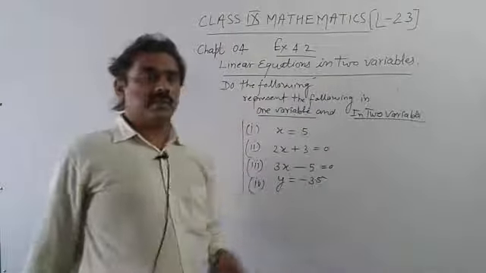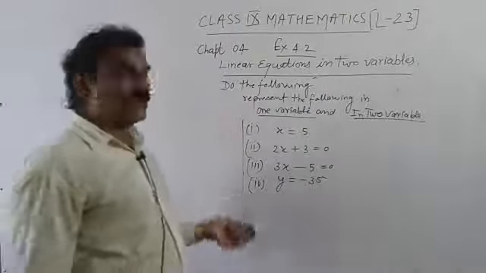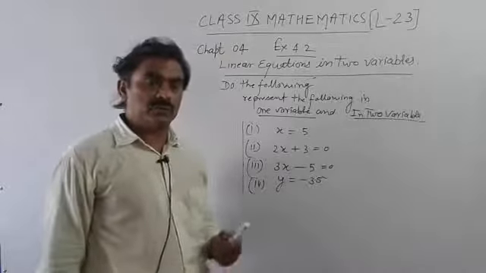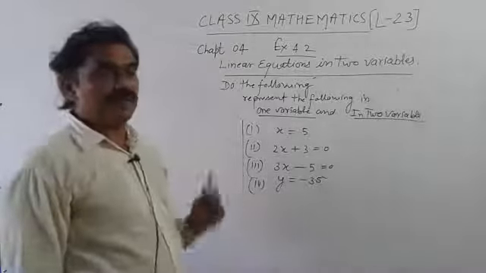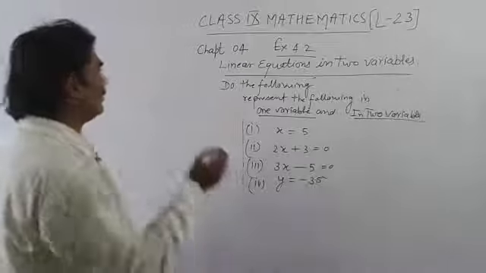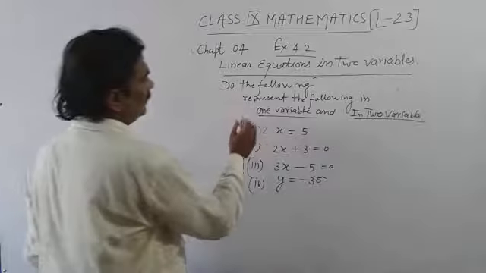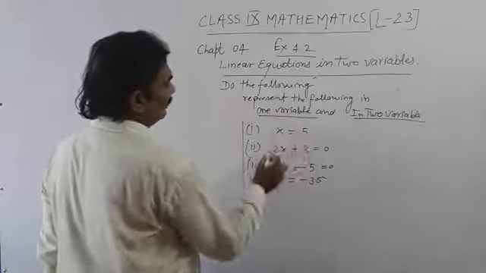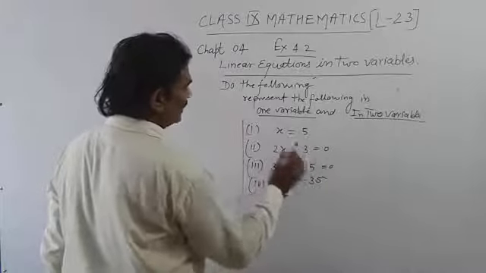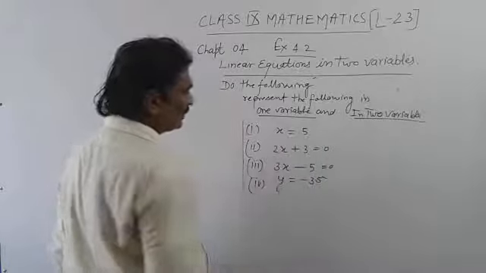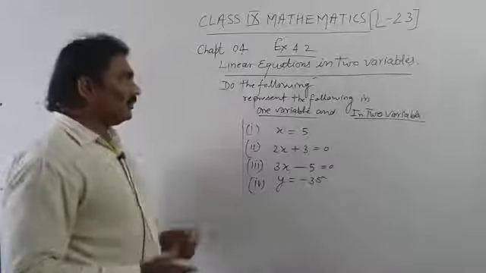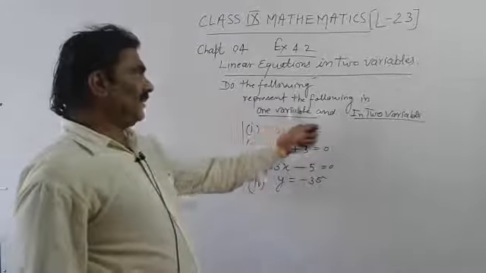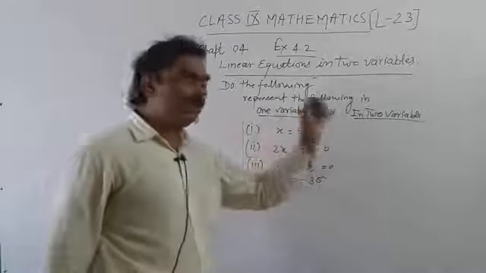So students, here we have some questions for you to do extra practice based on exercise 4.4. Okay students, we have x is equal to 5, 2x plus 3 is equal to 0, 3x minus 5 is equal to 0 and y is equal to minus 3.5. You have to represent the following in one variable and in two variables.